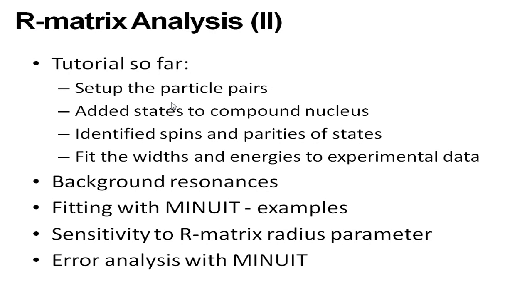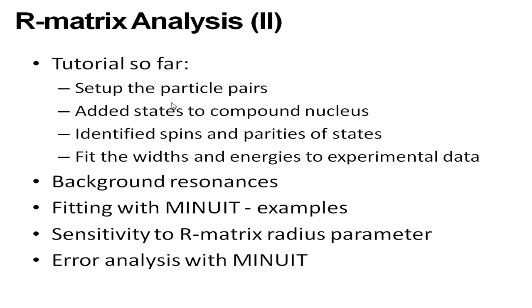Hopefully with the tutorial so far, you've managed to set up some particle pairs and add states to the compound nucleus, and used this with the data to identify spins and parities of those two resonances. So hopefully you found there's a 1- state and a 4+ state, and you've got an intuitive feel for what the width of a resonance looks like in terms of the shape, and how that depends on spins and parities. And you might have been able to fit the widths and energies of these to experimental data.